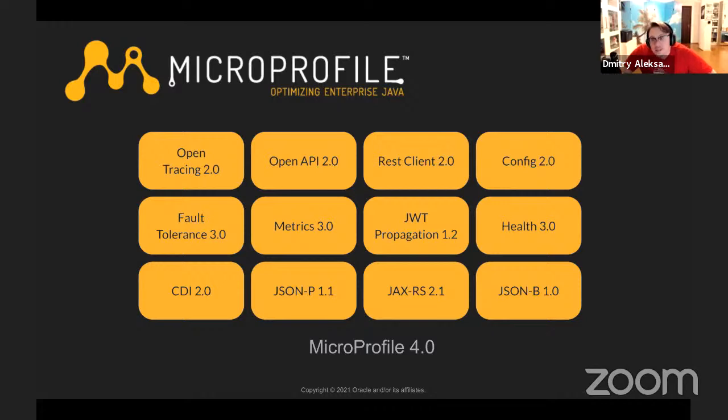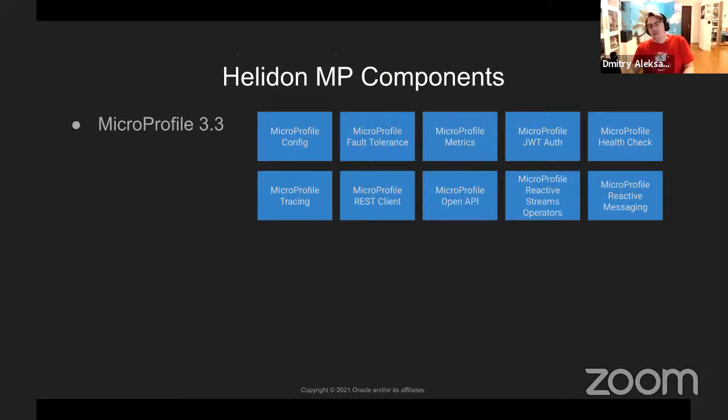So we have open tracing, we have metrics, we have JWT propagation, everything about health, and like JSON-B. Of course, CDI to glue it all together. As I say, with high cadence, it evolves really fast. And where is Helidon in this part? Helidon, we are currently working to support 4.0 to make a full support.